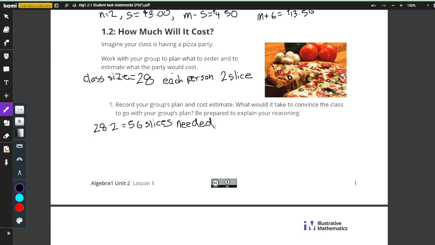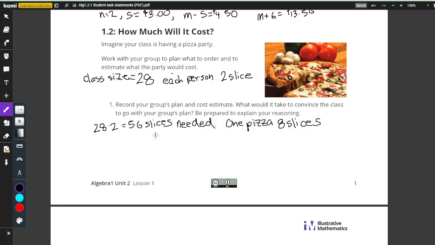Okay, what else can we do? Let's say 1 pizza, or 1 large pizza. And these are examples. You could change yours if you want to. 1 pizza is 8 slices, right? 1 pizza is 8 slices.